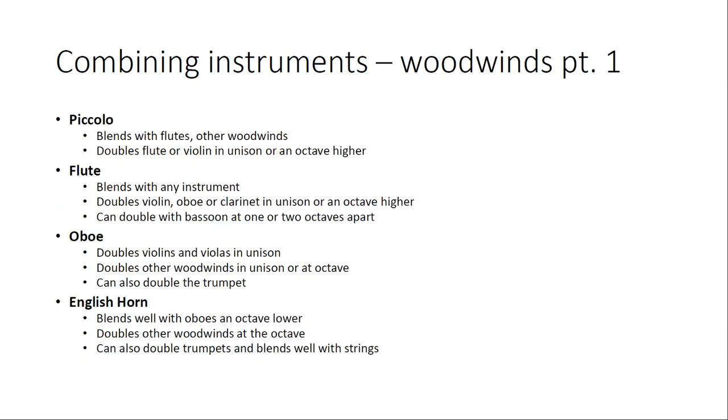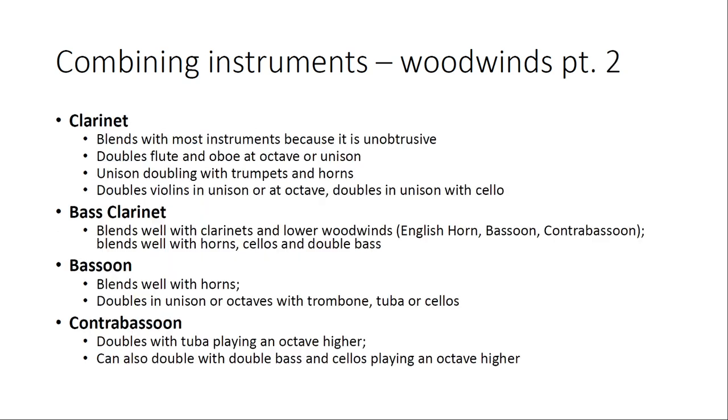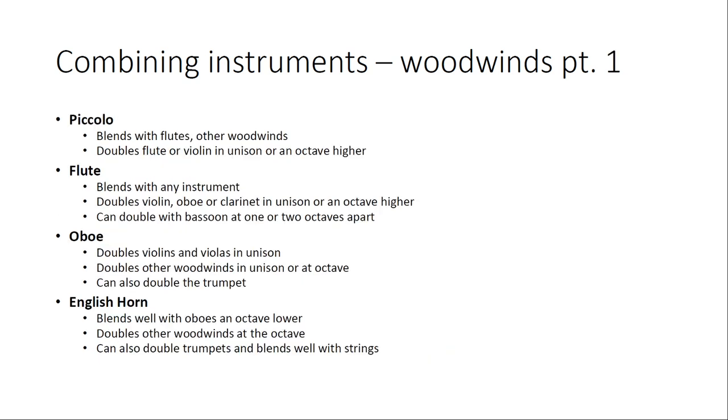Now, woodwinds, we actually have to split it into two parts because there's so many of them. So, the piccolo actually blends with flutes and other woodwinds quite well. The instruments it blends the most with and doubles for the most part is the flute, since from the same family, or violin. It can double these instruments either in unison or an octave higher. My personal preference is to play them an octave higher for the most part, because I like how they sound.